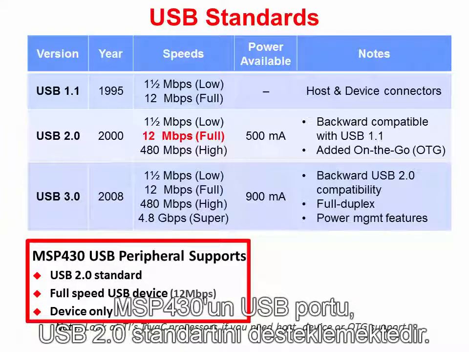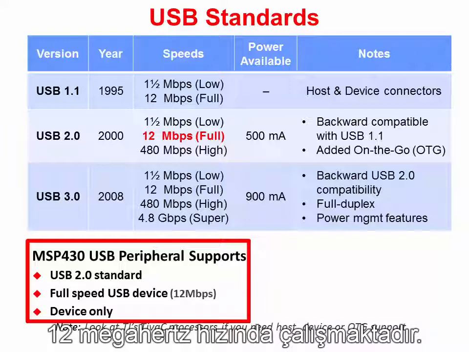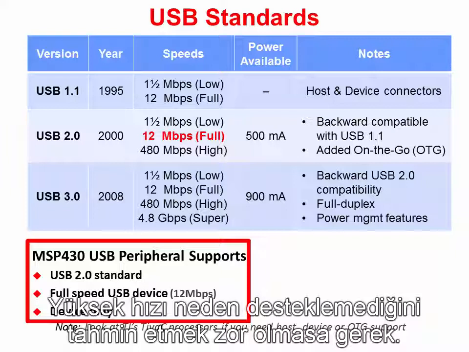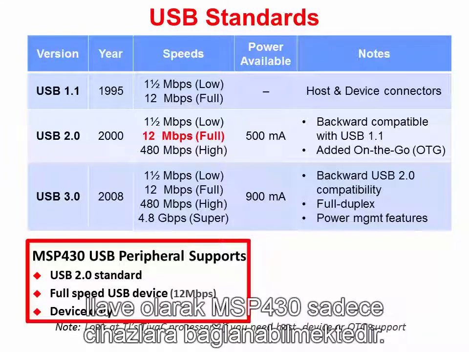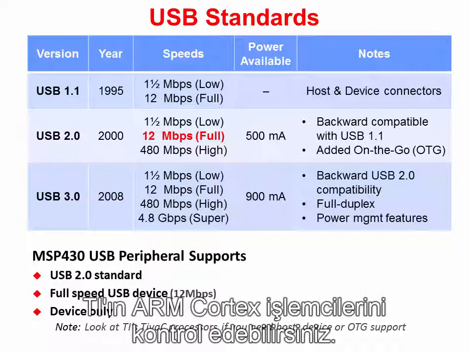The msp430's USB port supports the USB 2.0 standard, but only operating at the full rate. Seeing that the fastest msp430 devices only run up to 25 MHz, it's not hard to wonder why they can't support the high rate. Additionally, the msp430 only provides device support. If, by the way, you needed host or on-the-go support, you might want to check out TI's Tiva-C line of ARM Cortex M4F processors.